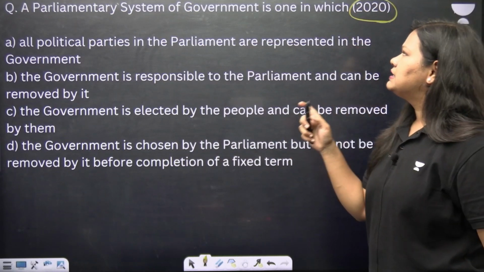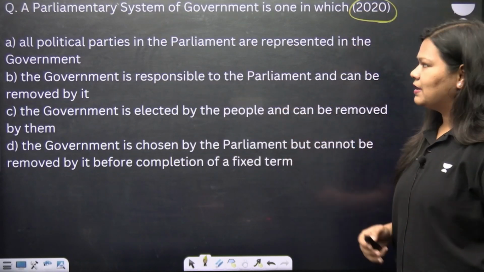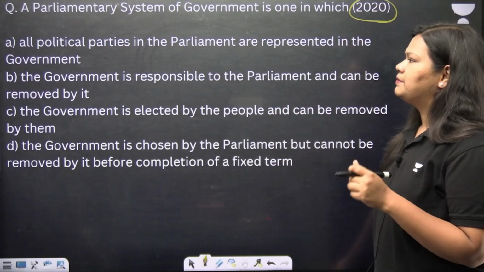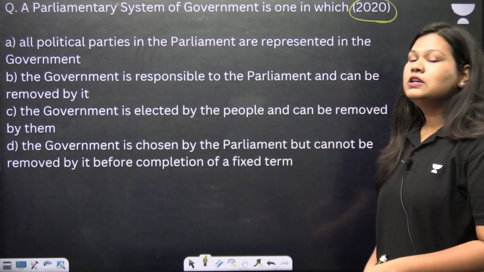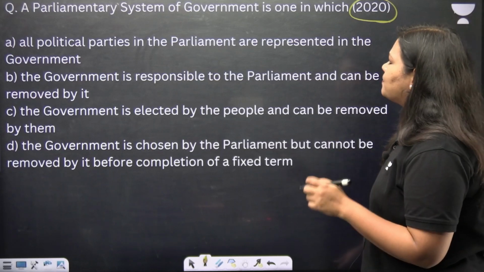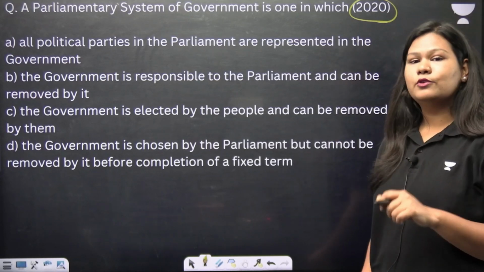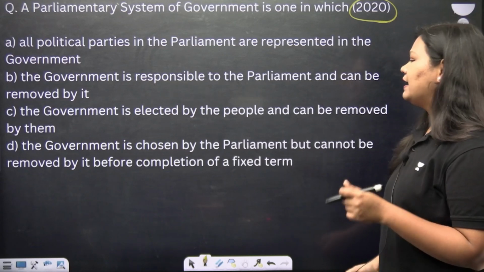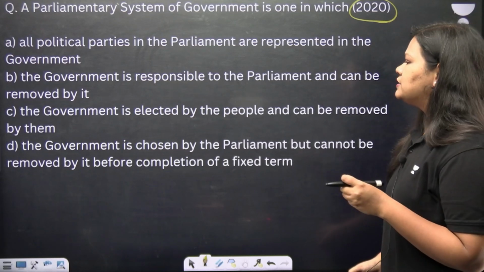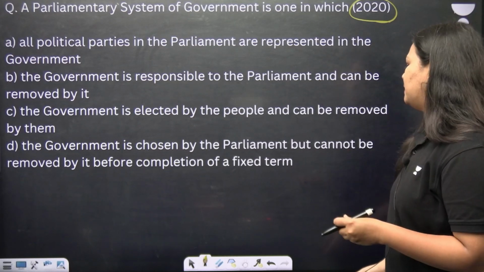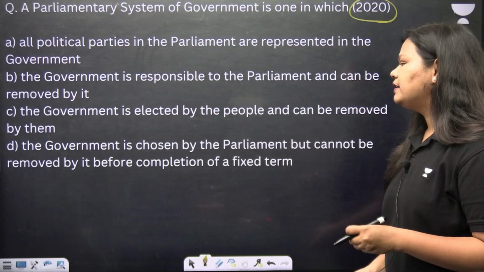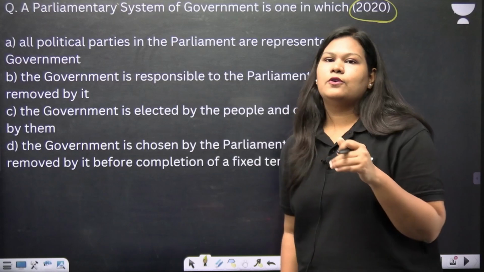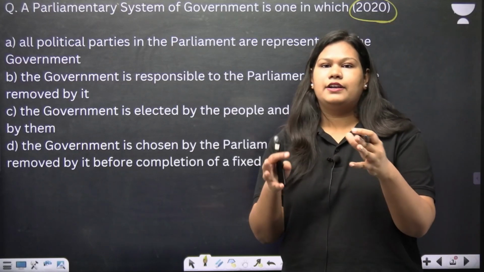A parliamentary system of government is the one in which, option A, all political parties in the parliament are represented in the government. Option B is the government is responsible to the parliament and can be removed by it. Option C is the government is elected by the people and can be removed by them. And option D is the government is chosen by the parliament but cannot be removed by it before completion of a fixed term. So out of these 4 options, you need to eliminate to get to the right one.